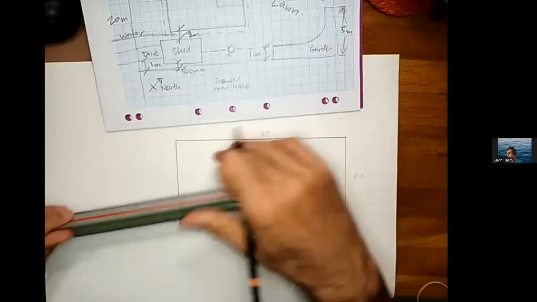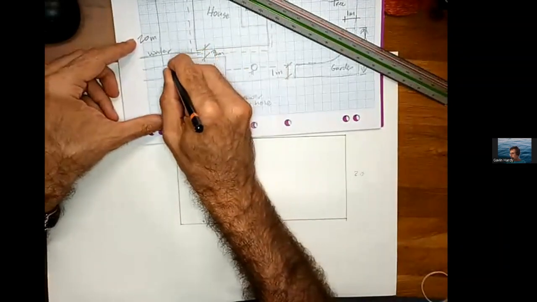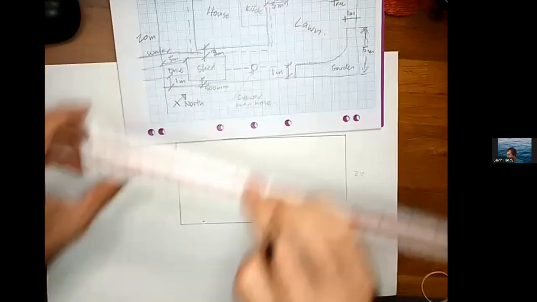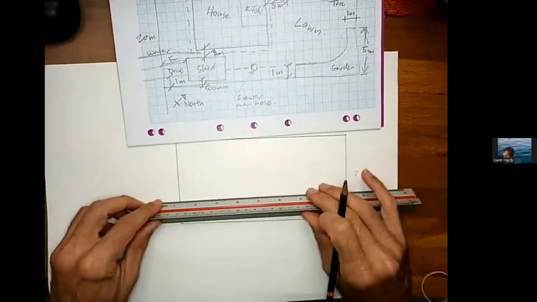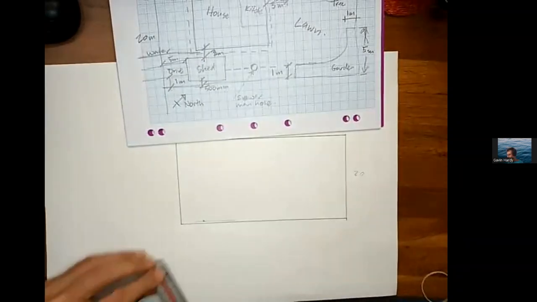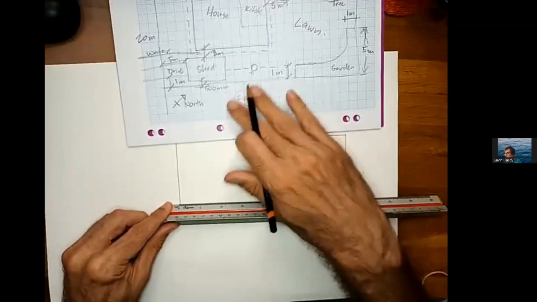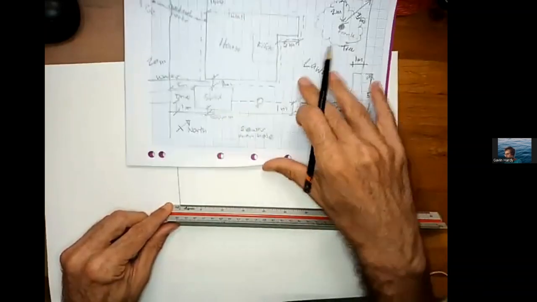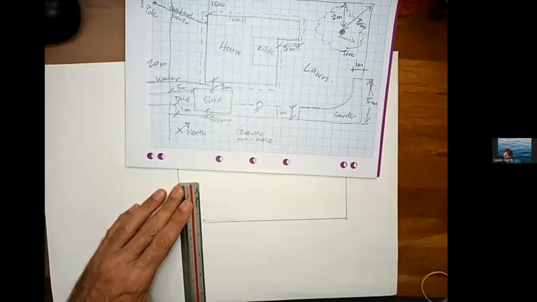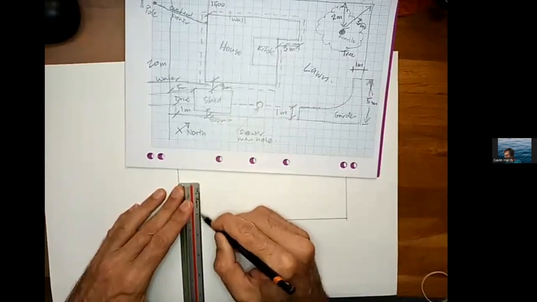I need to include a dimension from the boundary. So maybe it's 5 meters off. So I've indicated there 500 mils. Okay. And my shed is 5 meters off the front boundary. Okay. And so I can measure to that point. That's where my shed is.